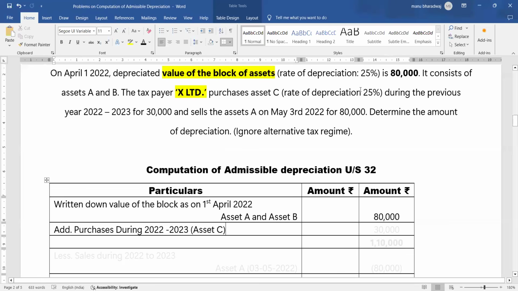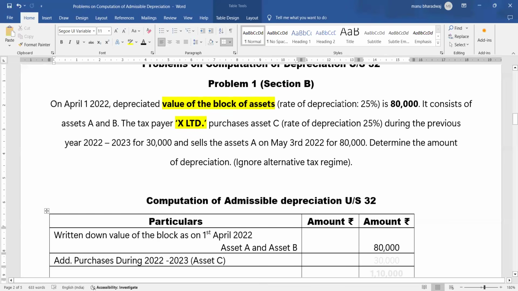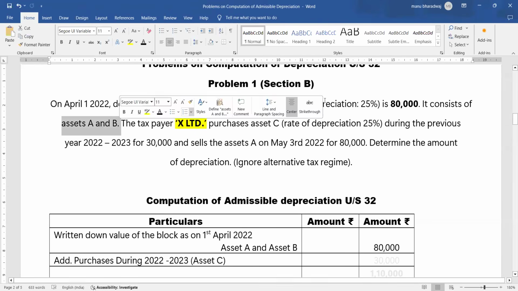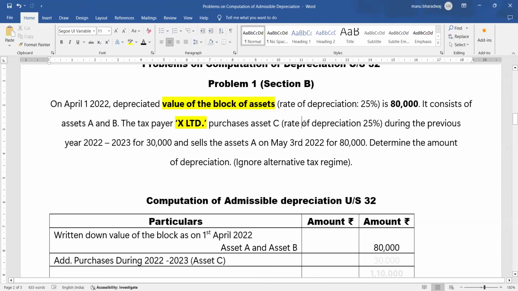Rate of depreciation is 25%. So for that also, the rate of depreciation is 25%. For A and B assets, 25% is given here, and for C also 25%. So all the three assets have the same rate of depreciation.